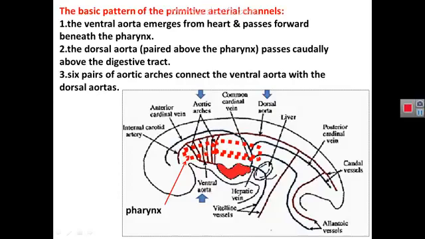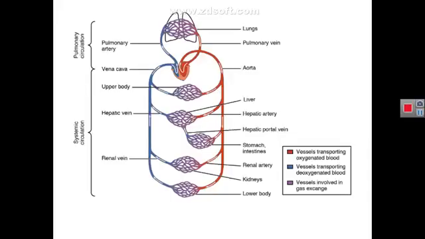These are, of course, 6 pairs of arteries, because we have two dorsal aorta, and therefore we have a pair of dorsal aorta and a pair of aortic arches, right and left. So this is the primitive pattern of arterial channel. From this primitive pattern, there will be a more developed configuration.